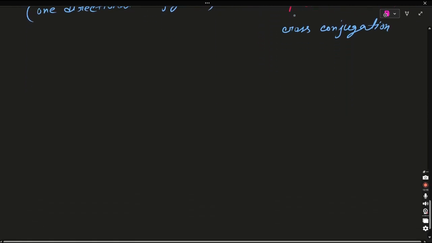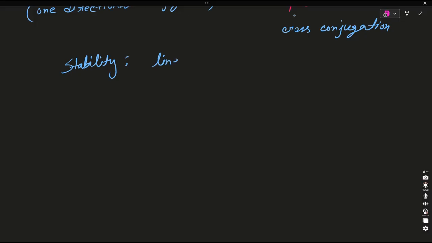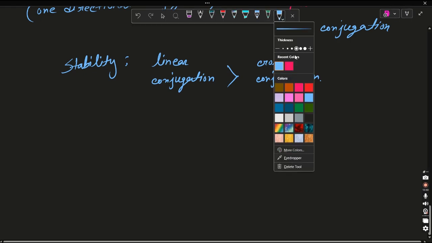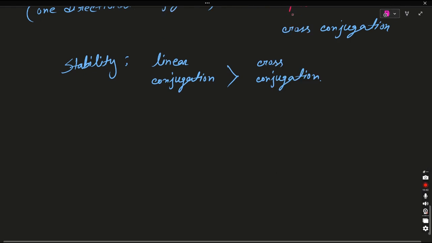So the stability order is linear conjugation is always more stable than cross conjugation. This is very important actually. Linear conjugation is always more stable than cross conjugation.